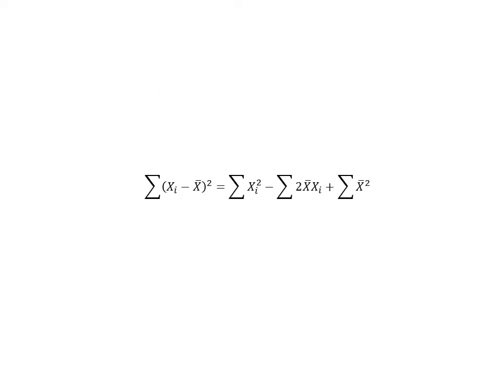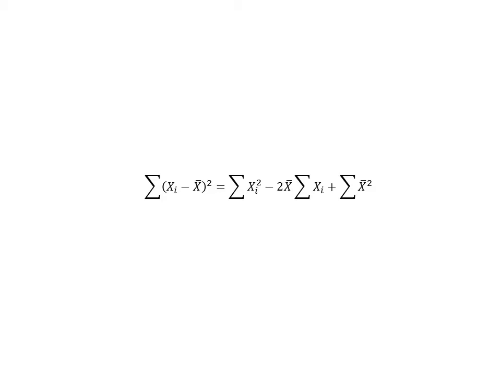Now, let's focus on this expanded equation. In the middle, we see the sum of 2 times x bar times x. 2 times x bar is a constant. It's exactly the same for everyone in the sample. We can therefore factor it out of the summation, and it becomes 2 times the mean of x times the sum of all of the x's across everyone.